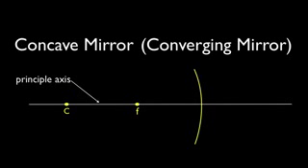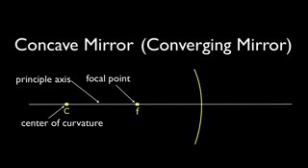The first one is this white horizontal line that runs through the center of the mirror. We call that the principal axis. We have the point C, the center of curvature. We have the point F, the focal point, and the focal point is at a distance we call the focal length from the mirror.